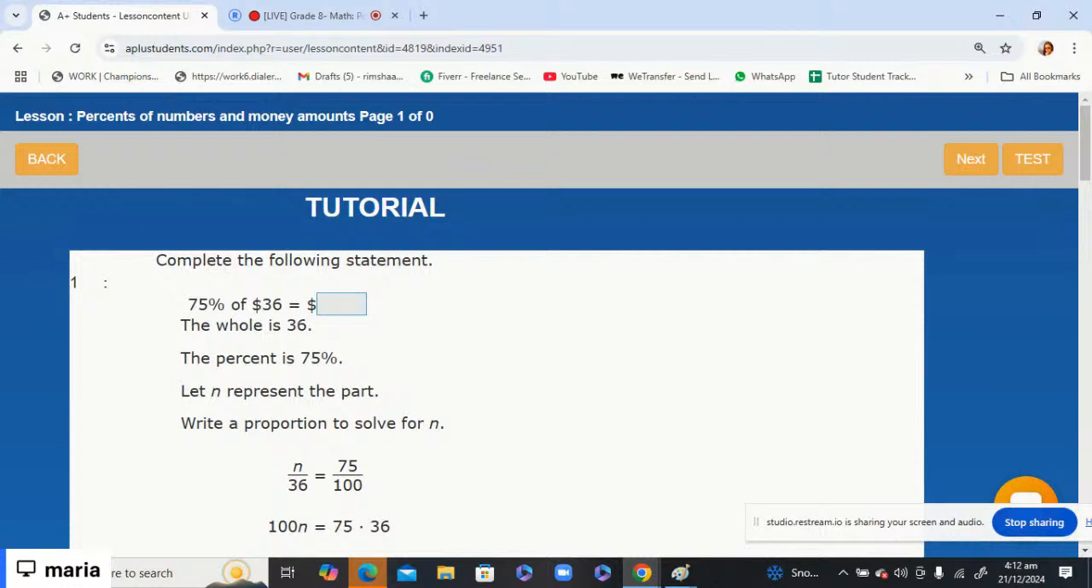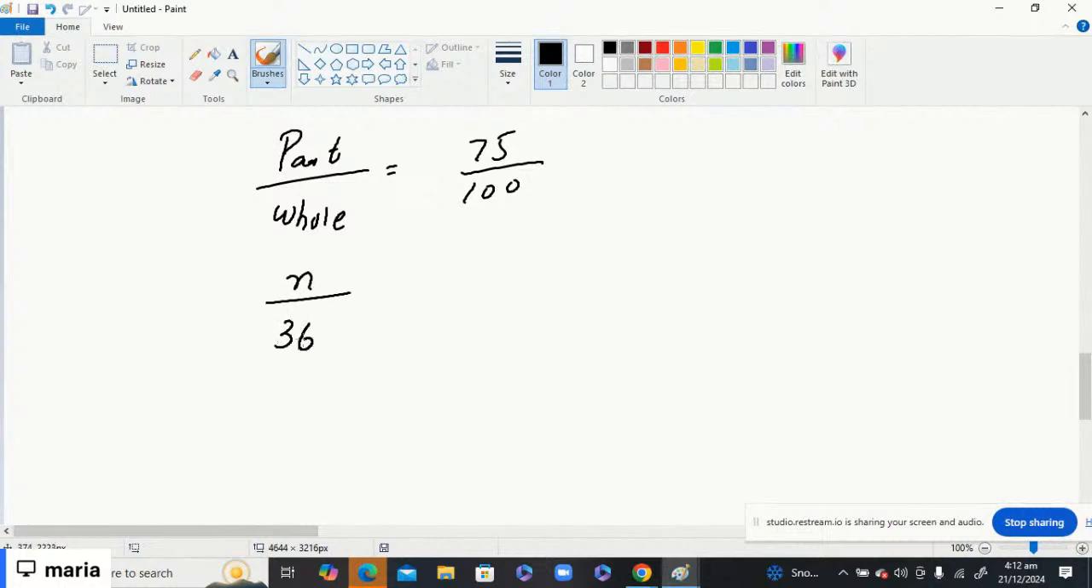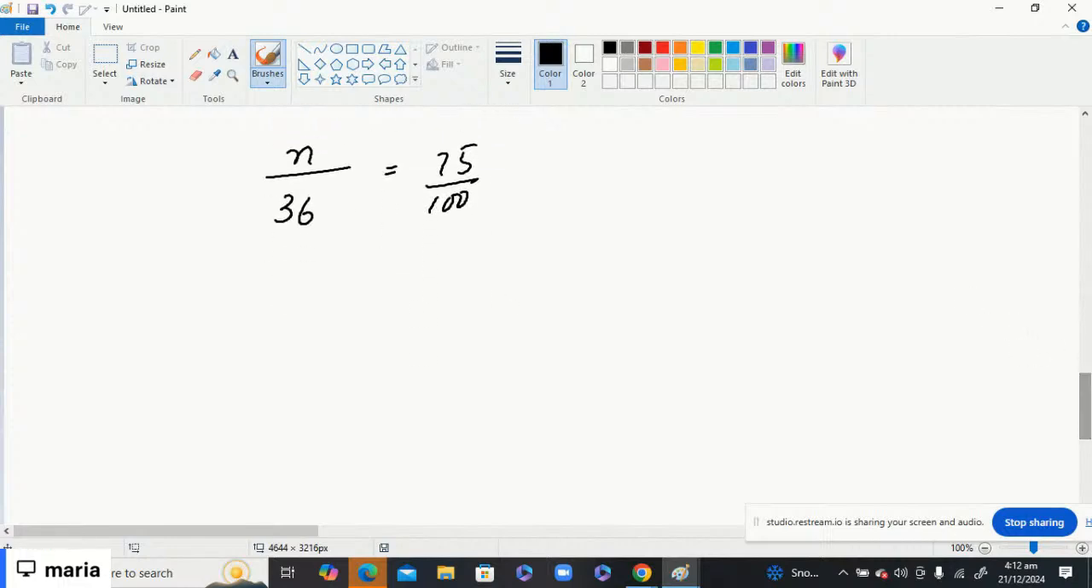As we know that part over whole, that is equals to, here is the formula, part over whole, that is equals to percent value, that is 75%. Part is not given, whole is given, that is 36, which is equals to 75 over 100. Now what we do, we are going to multiply n times 100 and equals to 36 times 75.